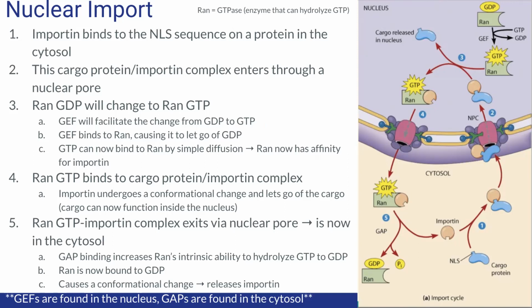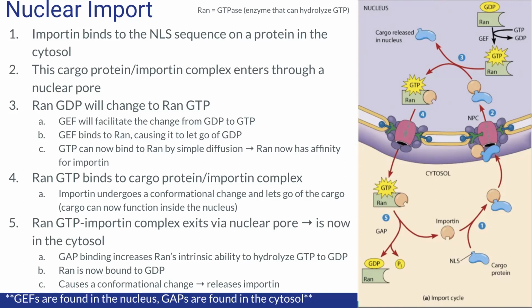So when RAN hydrolyzes GTP to GDP, it will let go of that importin. And RAN's intrinsic rate of hydrolysis of GTP is very slow. So in order to help it do so on a reasonable timescale, GAP will bind to RAN and assist it in increasing that intrinsic rate of hydrolysis so that RAN can become RAN GDP and let go of importin so that it can continue the cycle all over again.